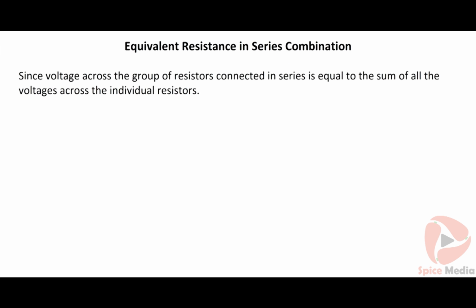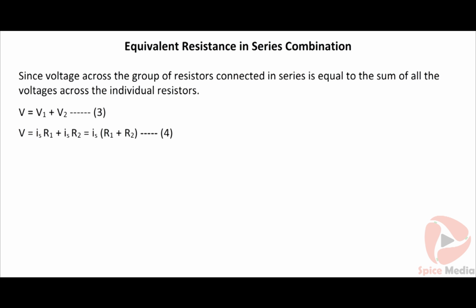Since voltage drop V across the group of resistors connected in series is equal to the sum of all the voltages across the individual resistors, V is equal to V1 plus V2. Substituting the values of V1 and V2, V is equal to Is R1 plus Is R2, which is equal to Is into R1 plus R2.